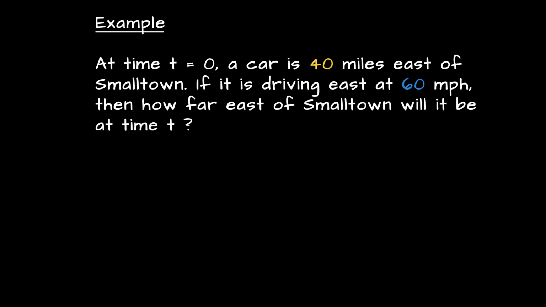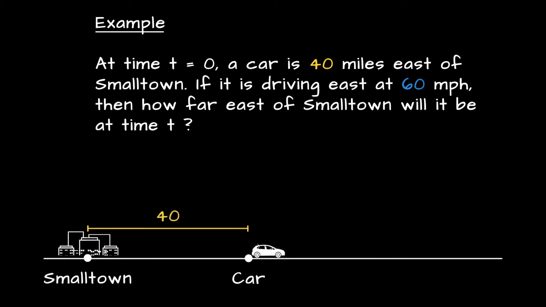With those ideas in mind, let's take a look at our first example problem, which is given to us as a word problem. It says that at time t equals 0, a car is 40 miles east of small town. If the car is driving east at 60 miles per hour, then how far east of small town will it be at time t? Let's try to break things down.